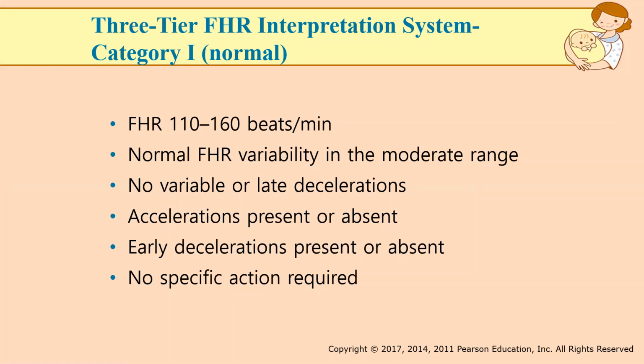Variability should be present in the fetal heart rate. That's the little ups and downs, the beat to beat changes in the heart rate, and it should be in the moderate range or average. There should be no variable or late decelerations present with a baby who has good well-being.